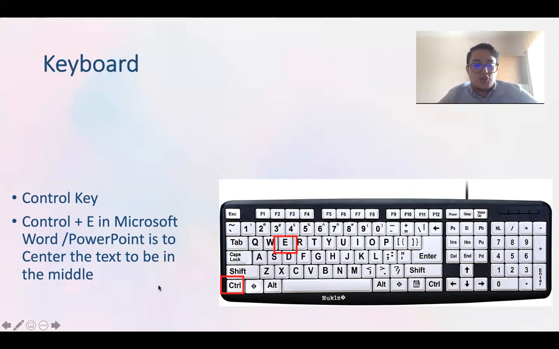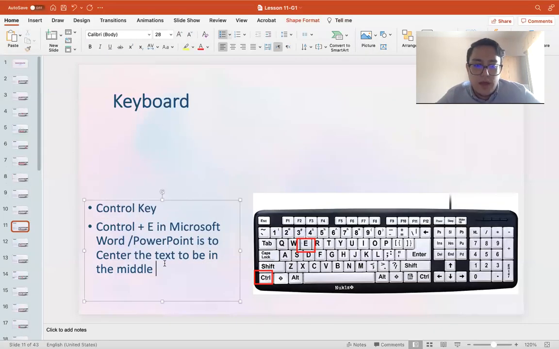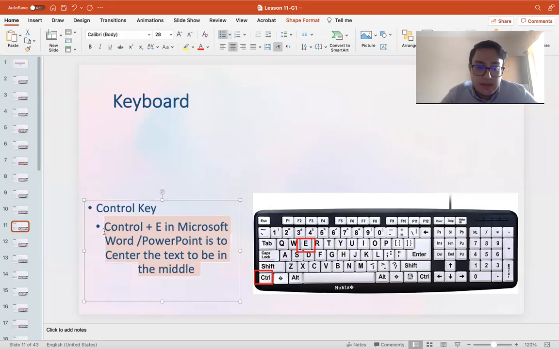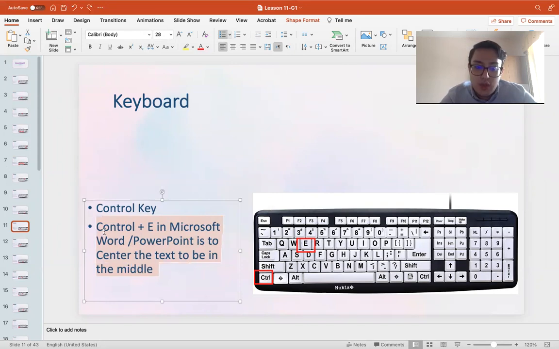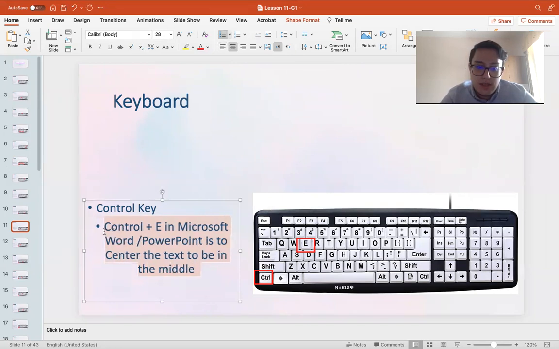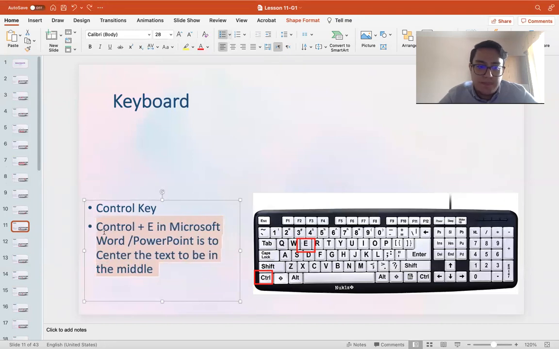Okay, so let me show you real quick. I'm in Microsoft PowerPoint at the moment. So I will show you what it does. So let's select this. I click and I press and hold Control and I press E. So you see my text is in center now just by pressing Control E. You see it moves to the middle. I want it in the middle, so I get it.